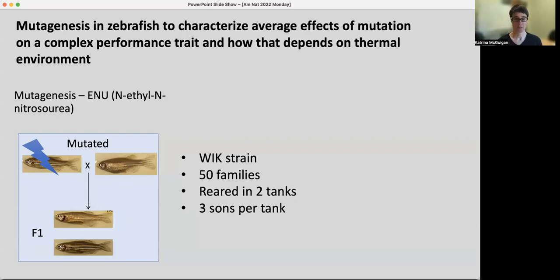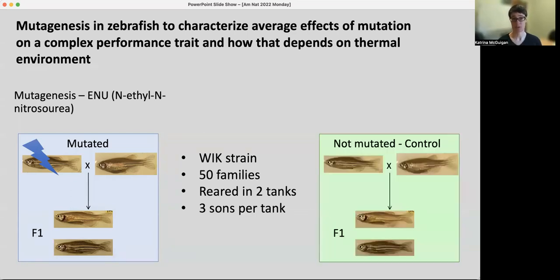Now, WIC was founded by a single pair derived from India and has been maintained in captivity at relatively low effective population sizes, but it's certainly not genetically homogeneous, as molecular genetic studies have shown. So to allow us to infer the action of new mutations, we needed a matched set of control families. These are bred from males and females from the same base population, but the males were not mutagenized. Again, we had 50 families, and the 200 tanks in total were randomized across the recirculating water systems that we have access to.